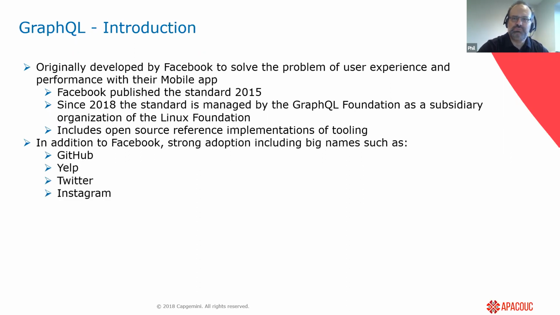We have seen that the nature of this has meant that some really big players have picked it up and run with it. So it's not a Facebook-led thing by any stretch of the imagination anymore. GitHub have famously re-implemented their APIs to be using GraphQL, and Twitter, Yelp, all utilize the same sort of things.